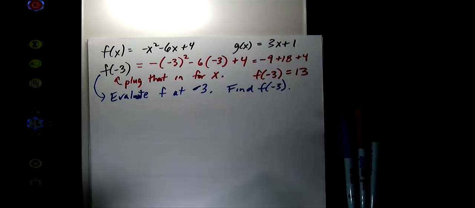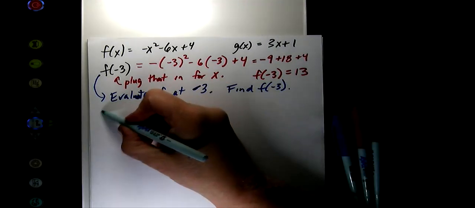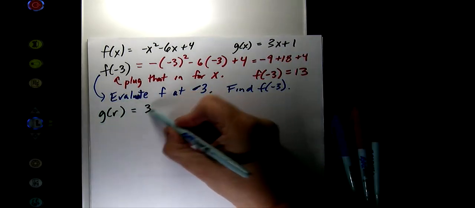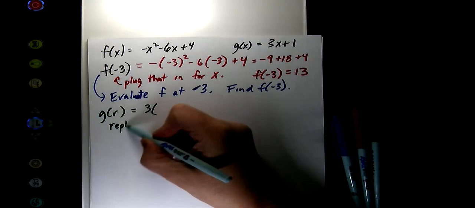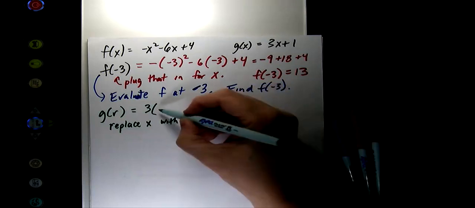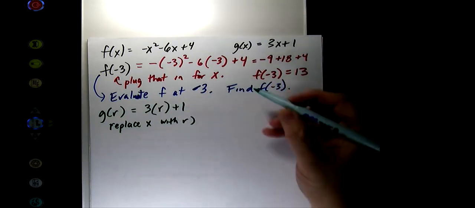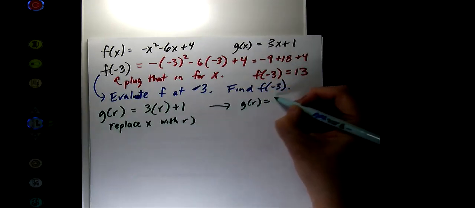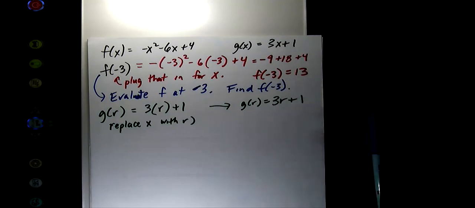They don't always ask you to put in numbers though. So we could have like G of R. And that means everywhere I see X, replace X with R. And if I get rid of the parentheses, it's just 3R plus 1. This seems silly, but it's leading to something here.